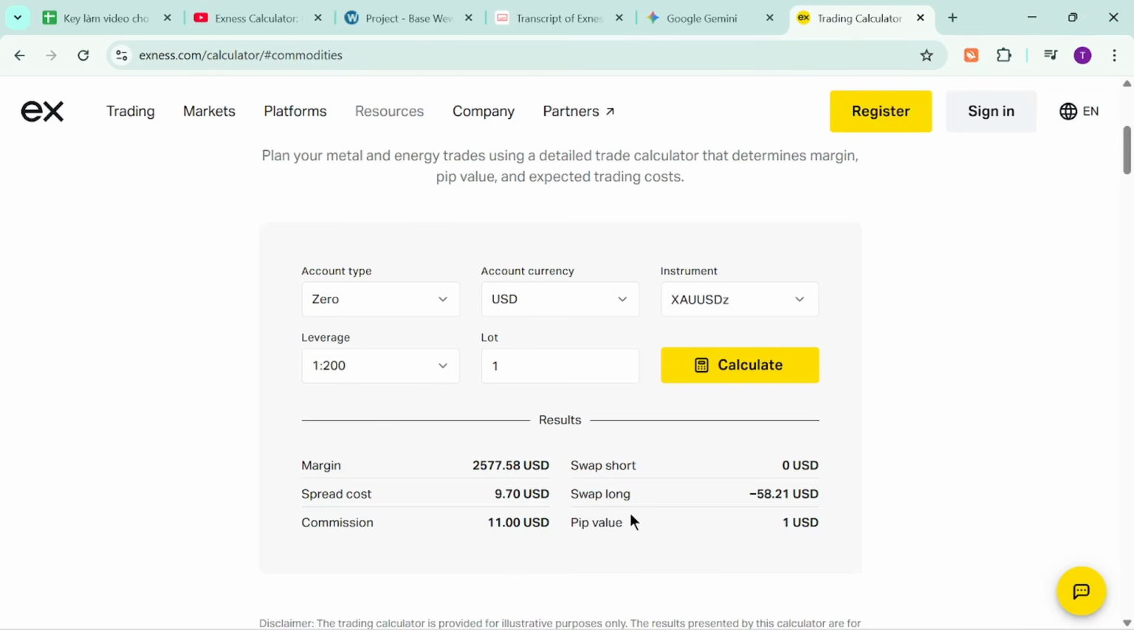However, the zero account requires an additional commission fee, which in this case is 11 US. Whether you enter a buy or sell order, you must pay this fixed $11 commission, so you must note this when using a zero account. Finally, we have the Pro account. Similar to the standard account, you do not pay a commission fee like the zero account, but you will pay a spread cost of $25.2 and the same overnight buy fee.